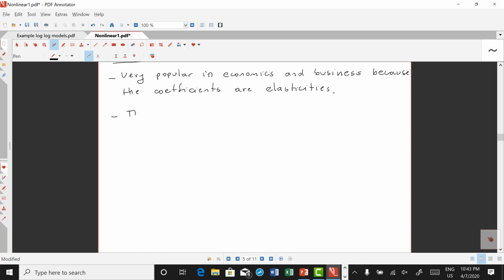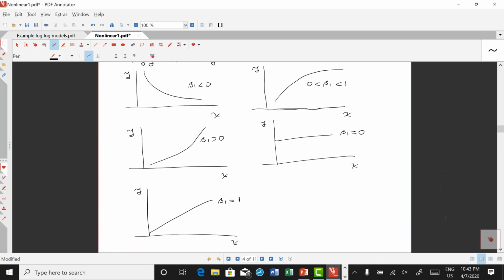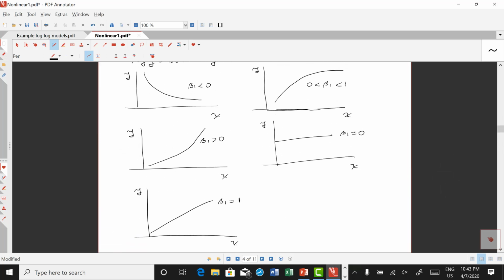And the second reason is, they are very flexible. As I showed you above, this log model allows you to model a wide variety of relationships between y and x, increasing or decreasing relationships where the curvature is changing.